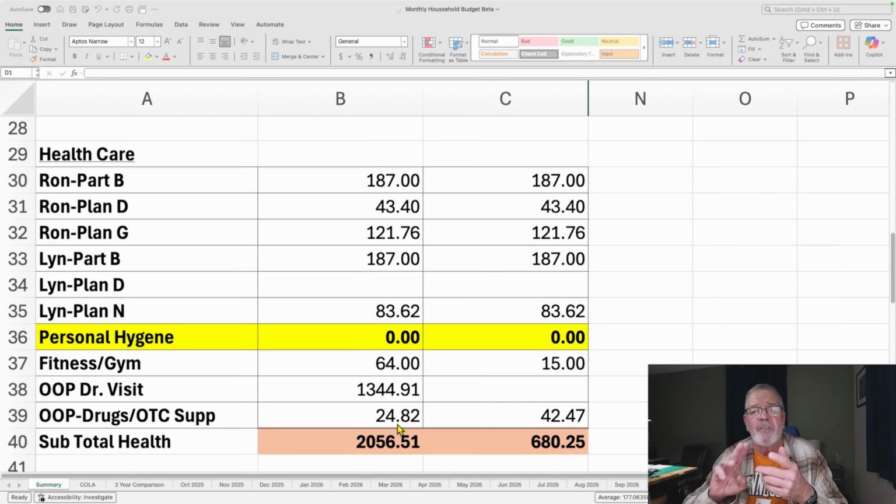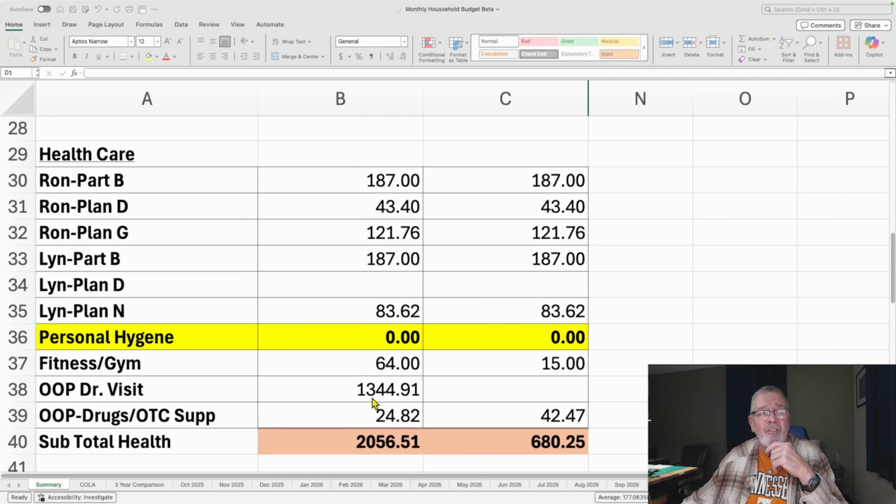This takes into account our vitamins and that kind of stuff, you know, cold medicine, aspirin, that kind of things you buy at the pharmacy. This month we spent $42.47. You'll notice that the subtotal for our health-related items was $2,056 last month. We came down to $680.